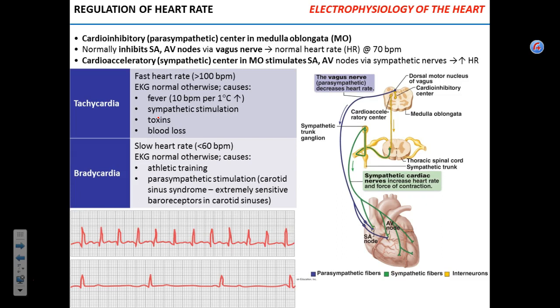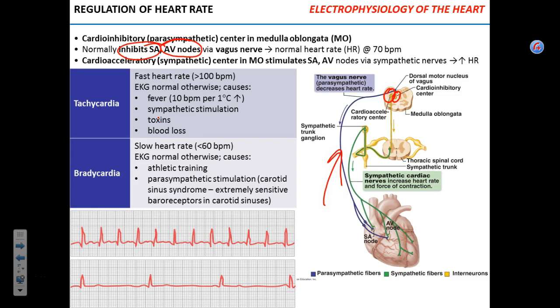So what keeps it under 100? It turns out your SA and AV nodes are under the control of the vagus nerve, which is shown here in blue. Okay? So the vagus nerve is one of the cranial nerves that transmit parasympathetic signals from the medulla oblongata. In the medulla you have two centers. You have cardioacceleratory and cardioinhibitory.